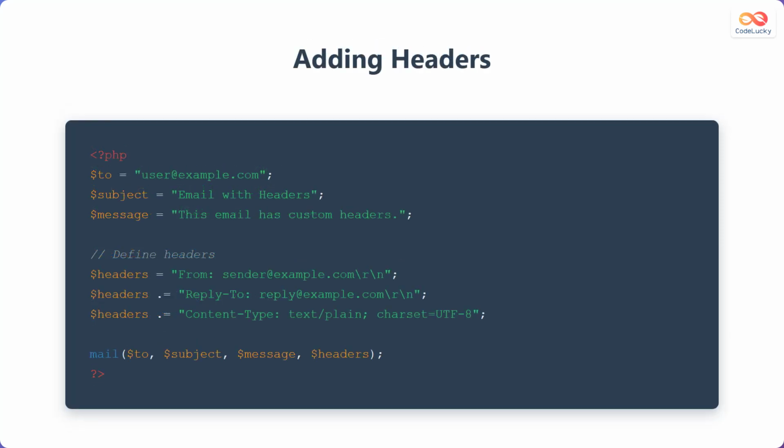Now let's see how we can add headers to our email. Again, we have PHP tags. As before, we define the $to, $subject, and $message variables. Then we create a $headers variable. We add a From header, specifying the sender's email address. We also add a Reply-To header. Finally, we set the content type to text/plain and specify the character set as UTF-8. We can then use the mail function with the headers.